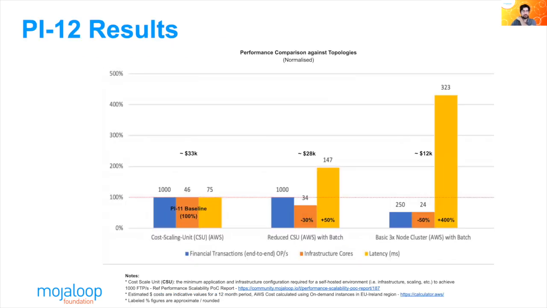Next slide, Pedro. So what you see here is pretty much a result of this effort. On the bottom left, you can see we have the cost scaling unit. And this is the baseline we produced in PI 11. There's more information about that in the documentation, but this is the minimum application infrastructure configuration required for a self-hosted environment to achieve around 1,000 financial transactions per second. And those are end-to-end transactions. That's including the full transfer prepare and the fulfillment that comes back as a result of a transfer itself.